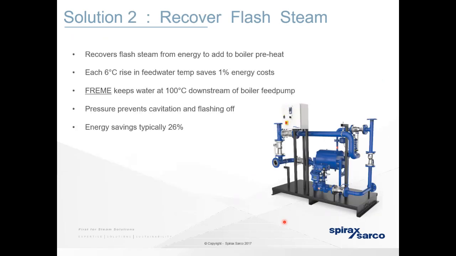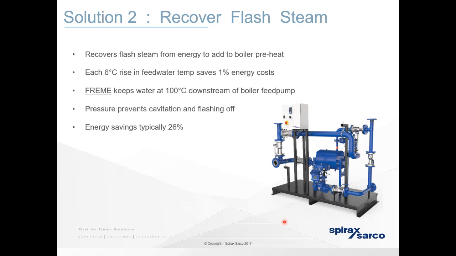So solution 2, we want to recover that flash steam. If we can't remove it, we want to recover it. There are many systems out there to do it. We call them the FREM system, the flash recovery equipment unit, effectively. It can recover flash steam and energy from the boiler. As a rule of thumb, around 14% of condensate will flash off when it reaches somewhere close to atmospheric pressure. In traditional steam systems, it may be vented off as it's been looked upon as too costly or too much trouble to make use of.